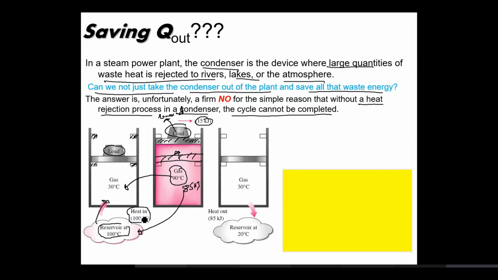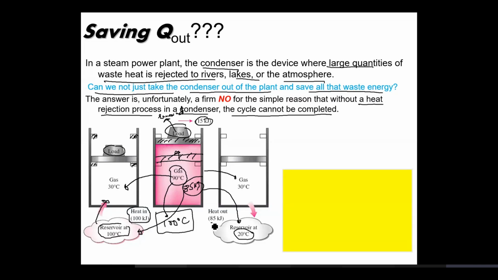But if I bring this reservoir, which is at 100 degrees centigrade, in contact with the second state of my system, would there be any heat transfer from the cylinder to the heat reservoir? No, sir. So essentially, I cannot come back to my initial condition unless I reject this 85 kilojoules of energy to a reservoir which is at a lower temperature as compared to the source reservoir.